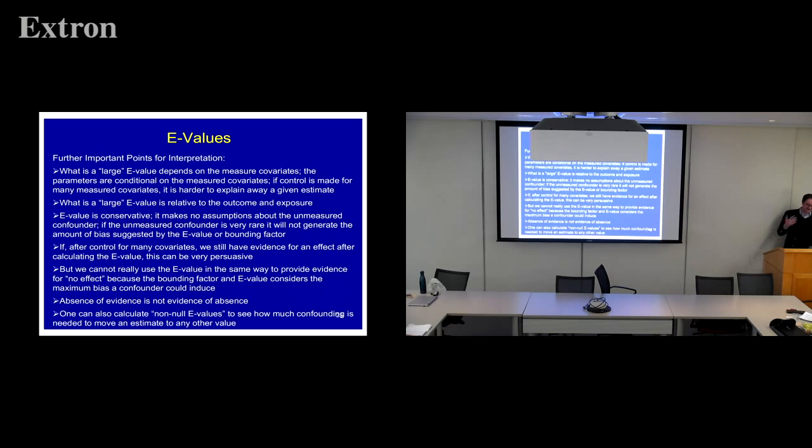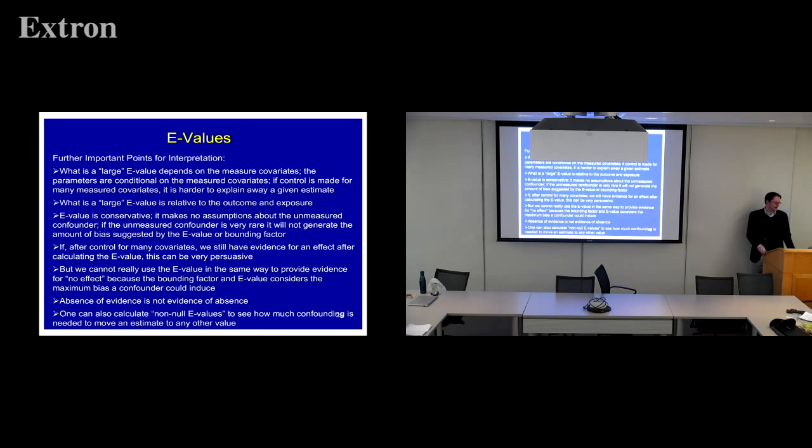The implication of that is after we've controlled for these covariates, if we still have an effect estimate and we have a substantial e-value, we really do have strong evidence for causality, but it's much more difficult to make the argument that we have evidence for the absence of an effect. Again, absence of evidence is not evidence of absence.